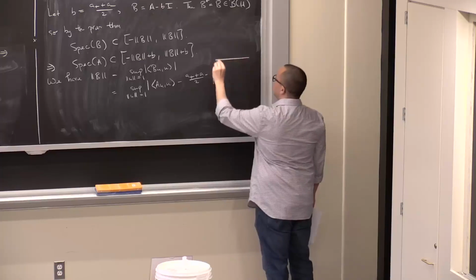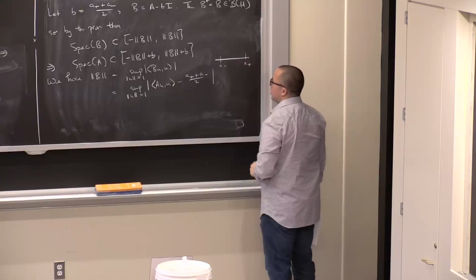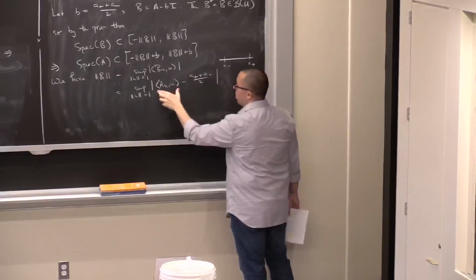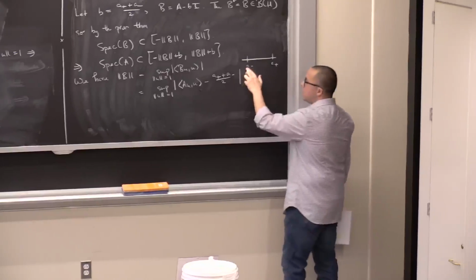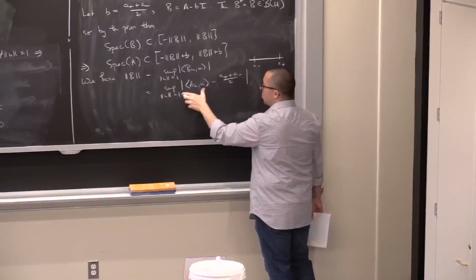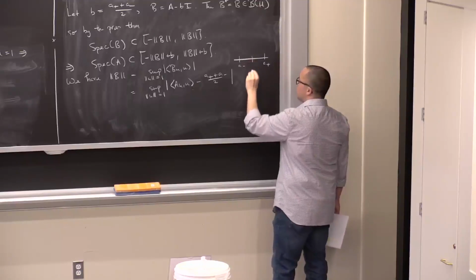Now, here's a picture. Here's A minus, here's A plus. A plus is the sup over all of these expressions where u has unit length. A minus is the inf over all these expressions where u has unit length. A plus plus A minus over 2 is the point right in the middle of them.